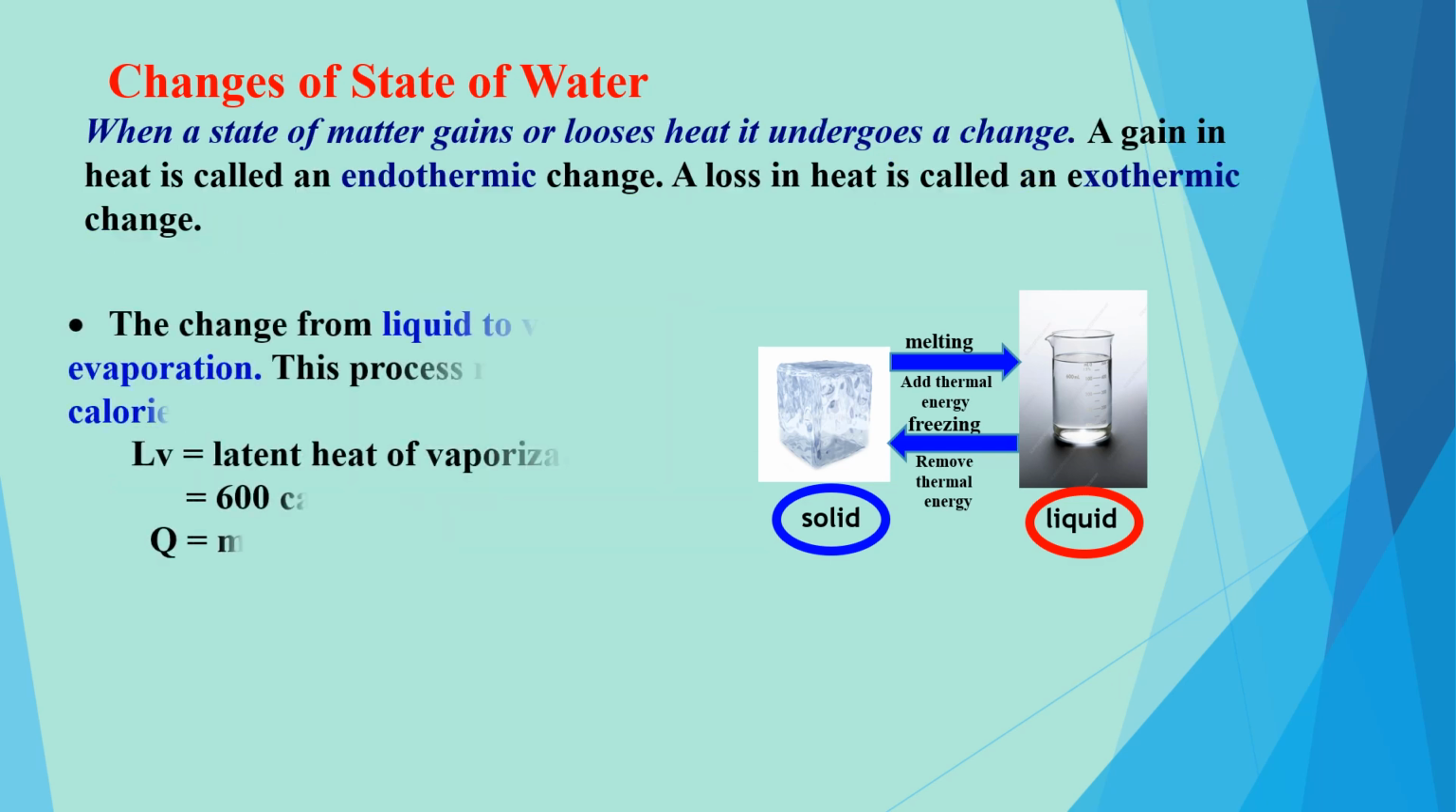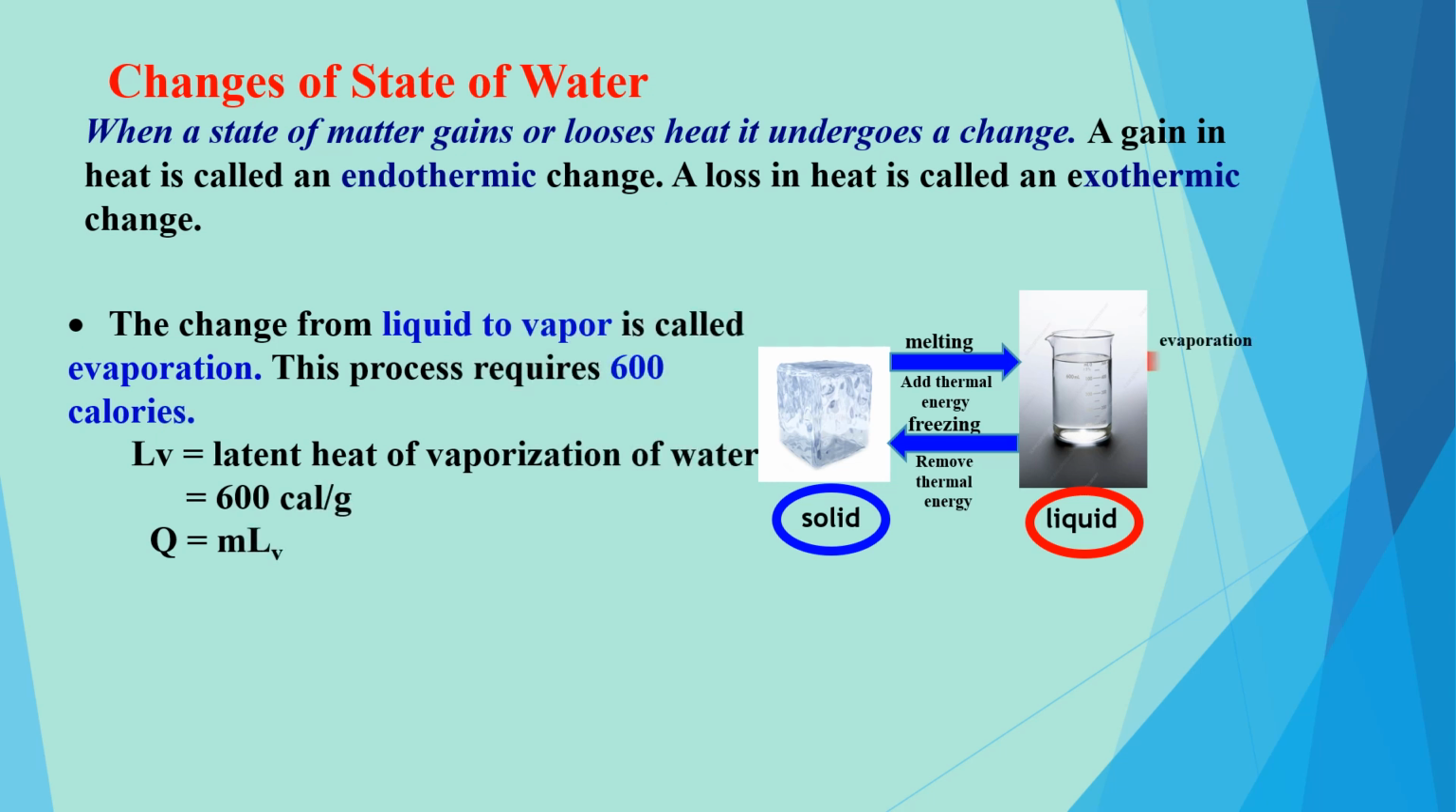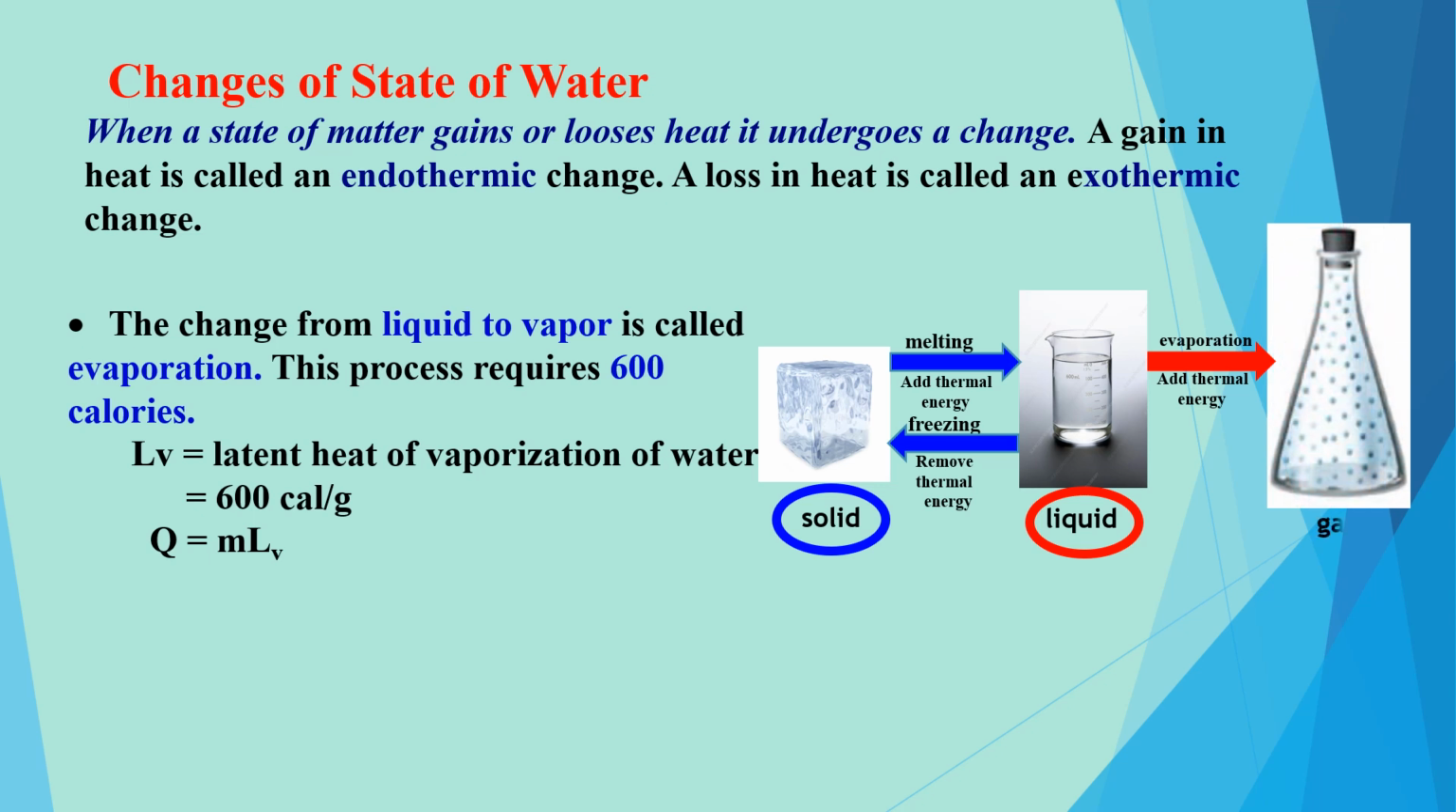The change from liquid to vapor or gas is called evaporation. This process requires 600 calories. So, 600 calories per gram is called the latent heat of vaporization of water. If you are given m grams of water, the formula to find the heat required to vaporize this water is given by this equation: Q equals m times L sub V.